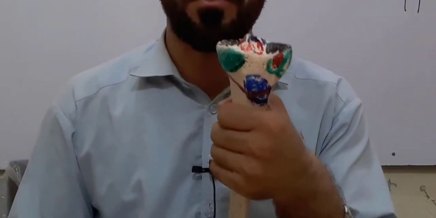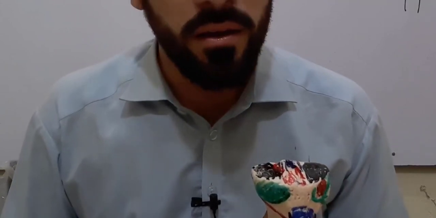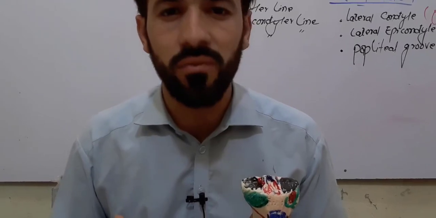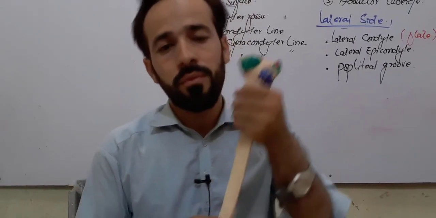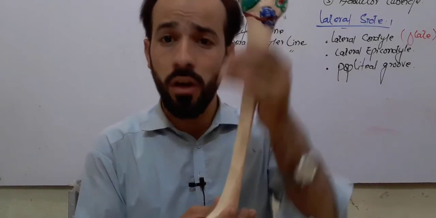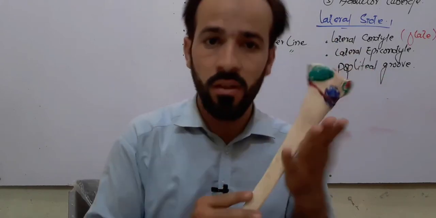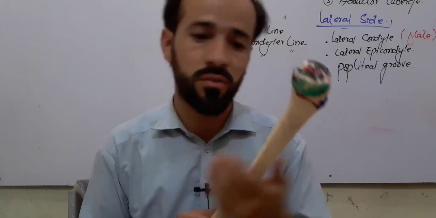So friends, this was about the upper end of the tibia, or we say the external features of the upper end of the tibia. Now in the next lecture we will go towards the shaft of the tibia, and we will discuss its borders and its surfaces, as it has 3 borders and 3 surfaces.